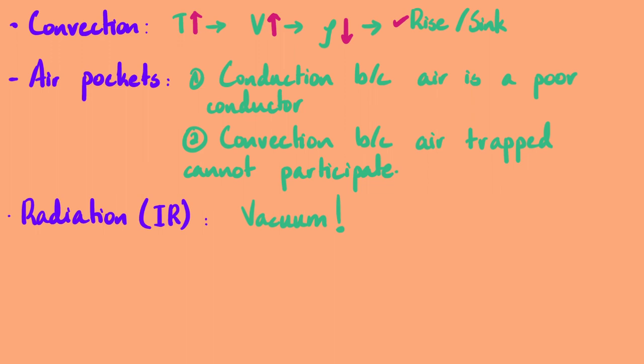This might be asked, for example, when talking about the energy transfer from the sun, or for example, if you're talking about a flask, do the air pockets in that case reduce radiation? And the answer is no, because it takes place in a vacuum as well. So then you leverage the texture and the color of the surfaces to control radiation.